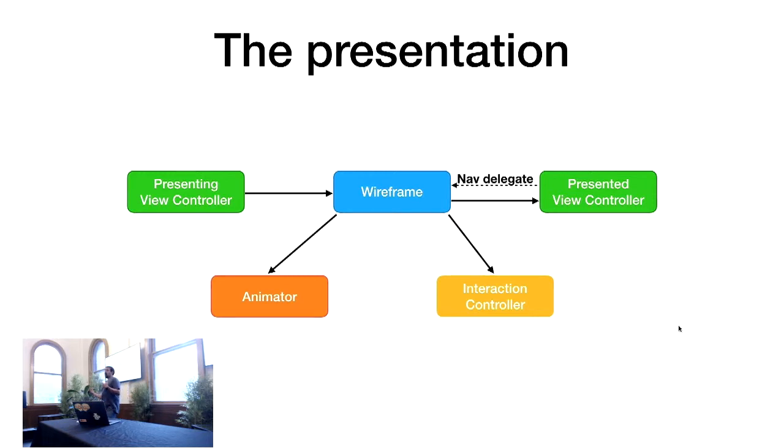And the way the presented view controller communicates back, say if you want to dismiss, because we know that with UIKit, you don't want to have a view controller dismissing itself. What we do is, I have this navigation delegate that will send the call back to the wireframe, and because the wireframe knows the presenting view controller, it can just do the dismiss.